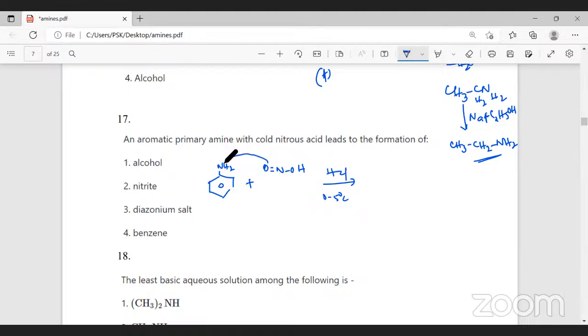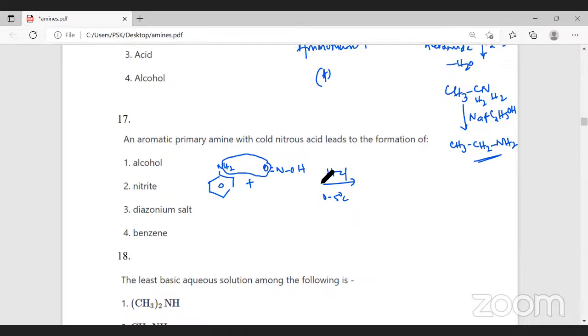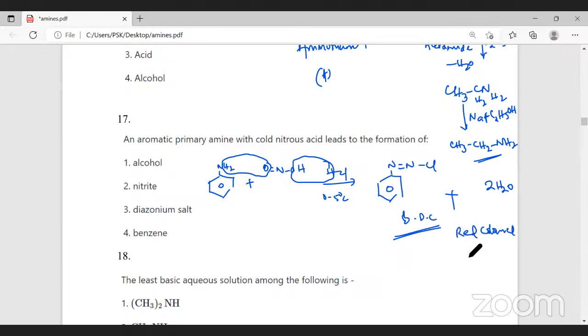So what happens is this O and this H2 get eliminated as water. This H and this OH get eliminated as water. So 2 moles of water get eliminated. What is left? We have a benzene ring, nitrogen double bond nitrogen, and a Cl. This is called benzene diazonium chloride. It's a red colored dye. So the answer for this question is option 3, diazonium salt.